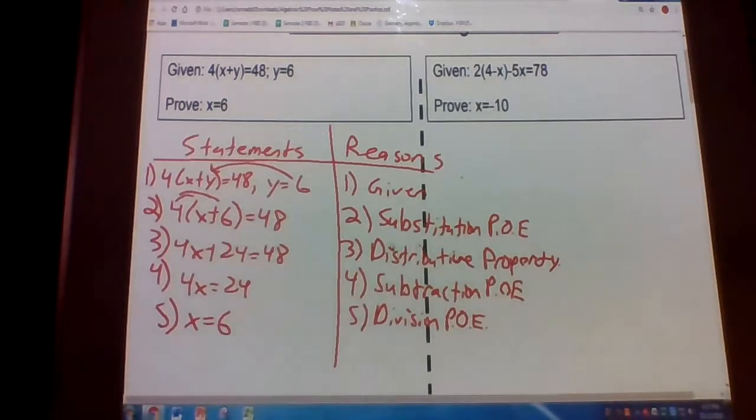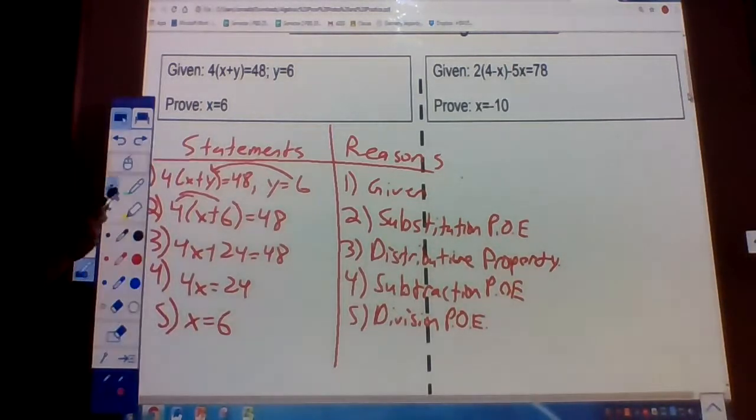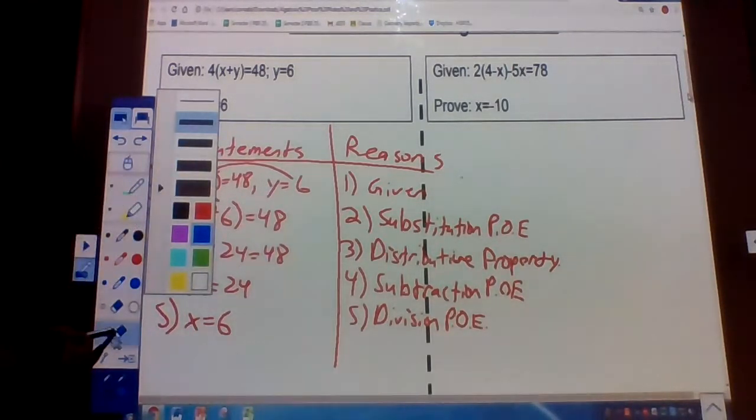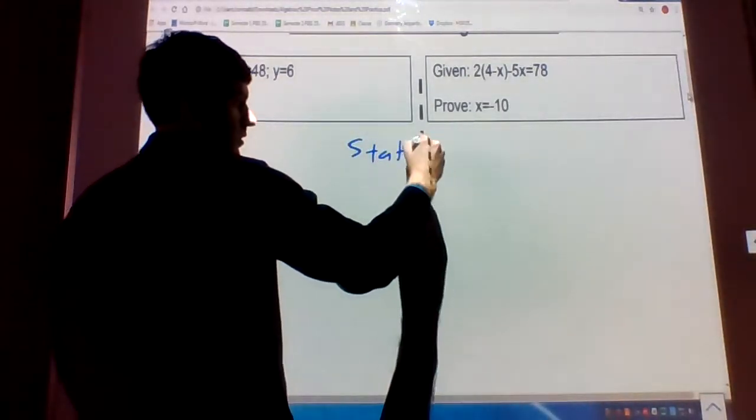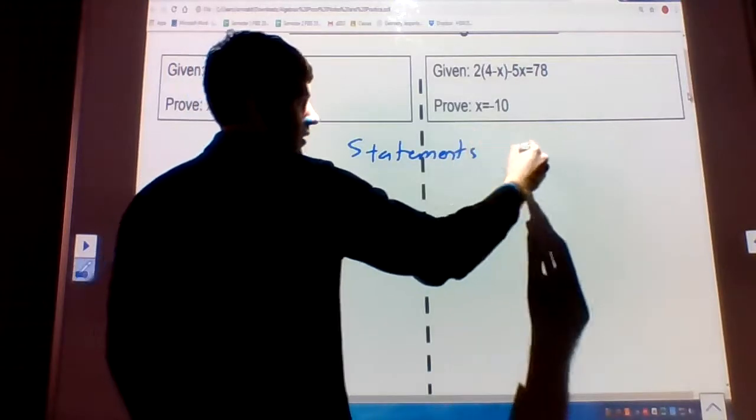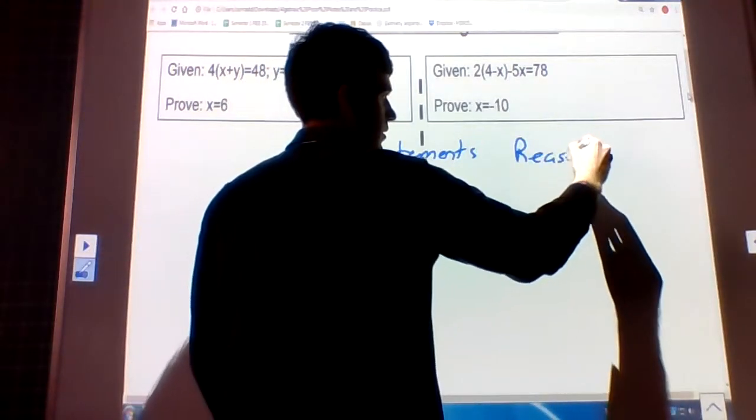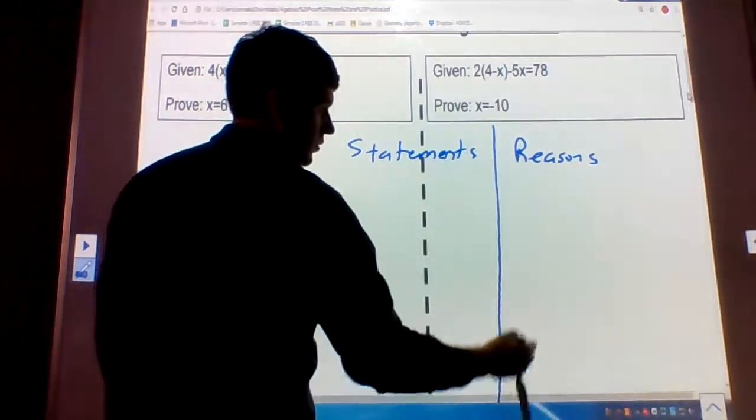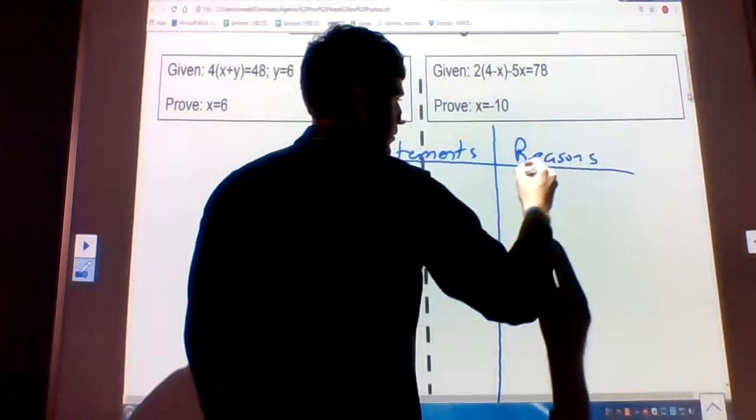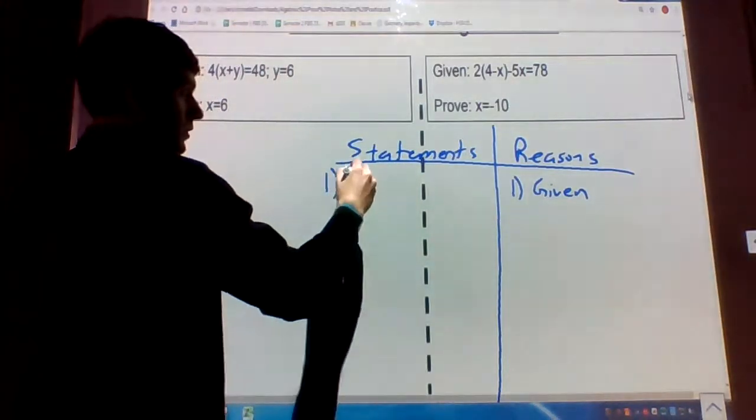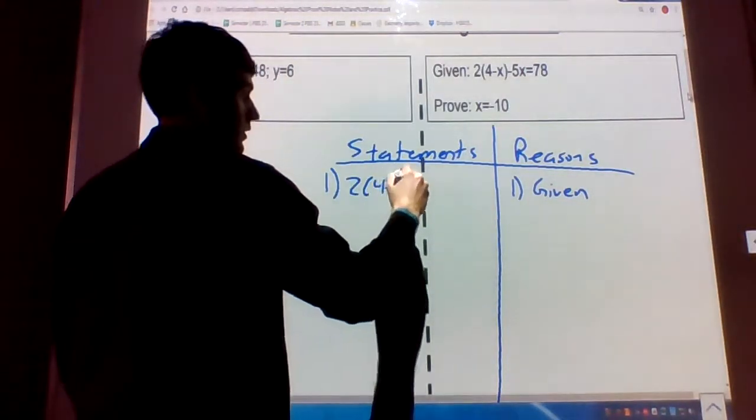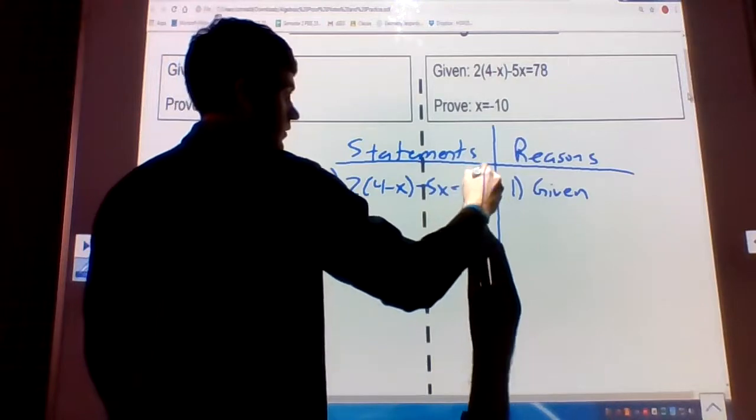Okay, let's look at the next one. Oh, we're as far over as we can go. Okay, so let's change up the color maybe. Okay, now we're going to do the second one here. So statements and reasons. First step in any proof is always your given. So we're given that 2 times 4 minus x minus 5x equals 78.